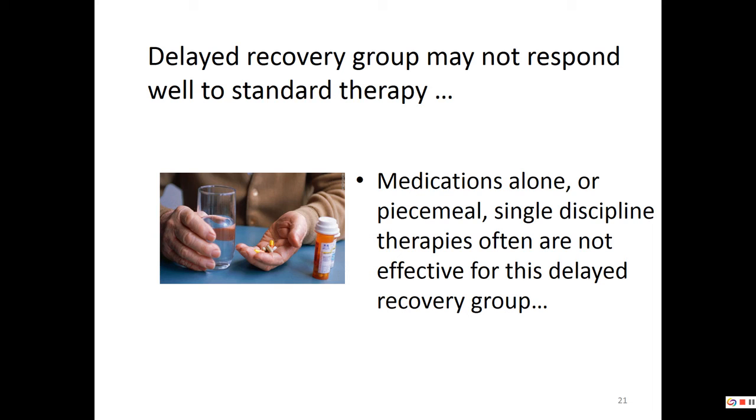Delayed recovery group may not respond well to standard therapy. Dr. Lancaster talked about limiting medications. What I see a lot is this piecemeal approach, unfortunately, especially with work comp cases. You have that support through adjusters and work comp case managers when your injury happens at work, but unfortunately, it's not a carpal tunnel or a rotator cuff or an orthopedic injury. They really struggle with what do we do with this injury and what do we do with this person now that we're 2 months out and they're not getting better.